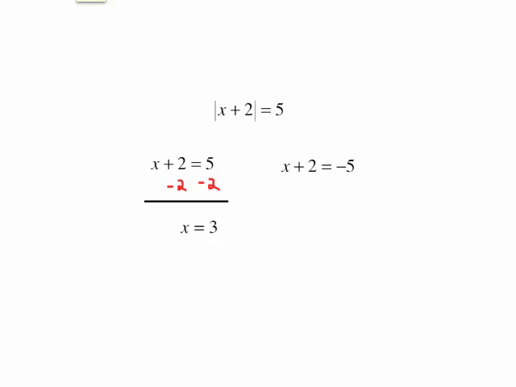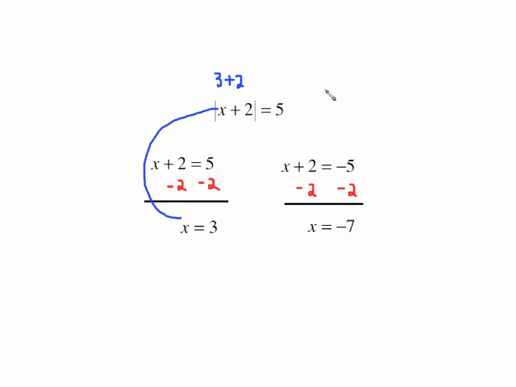Same process on the other equation. Subtract 2 from both sides. Negative 5 plus negative 2, those are both negatives. Keep the negative sign and add. Now, with absolute value equations, it's important that you check. Pretty easy to check. Put 3 in for that x. 3 plus 2 is 5. And the absolute value of 5 is 5, so we're good with the 3.